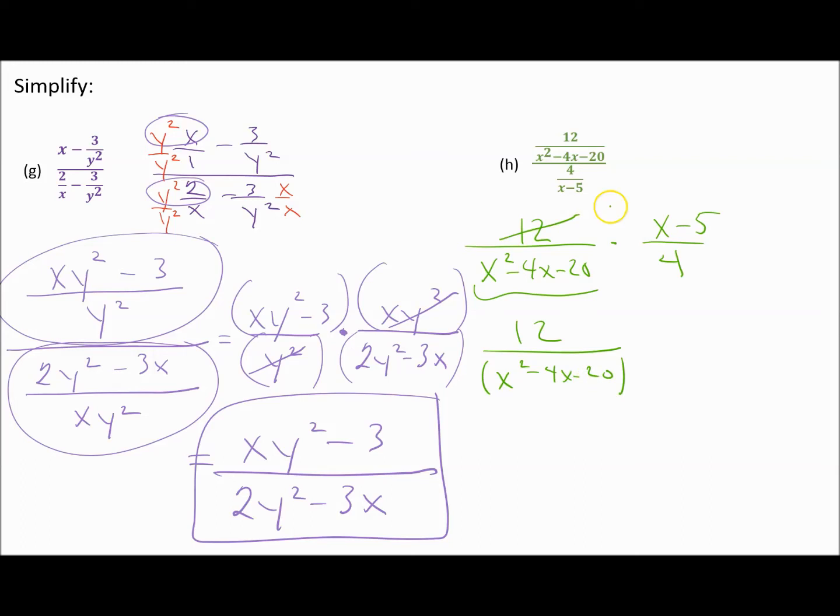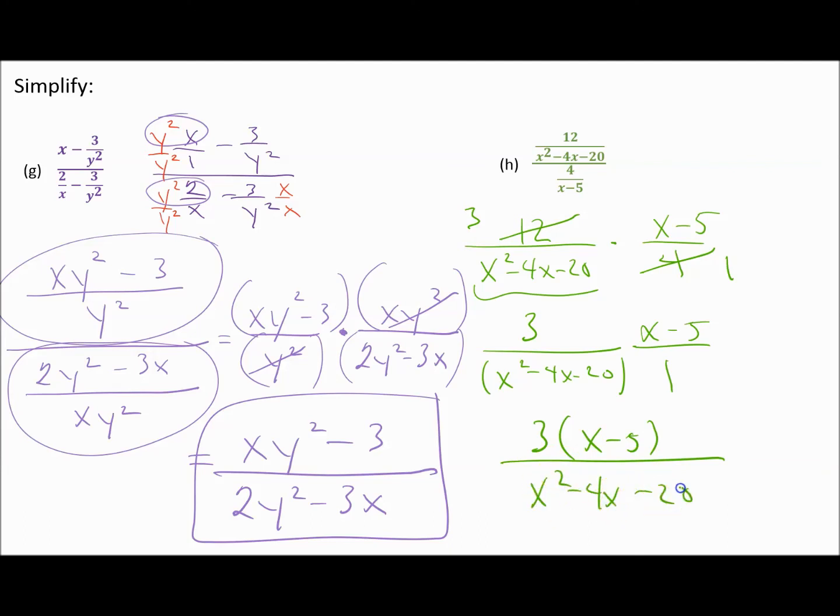and this 12 and this 4 are going to cancel because 4 goes into 12 3 times, 4 goes into 4 1 time, and so I'm going to erase, because this step that I wrote I don't need because I can't factor. And let's write what we have, okay? So now it's a 3, and this is x minus 5, and that's a 1. So I'm going to write my answer as 3 times x minus 5 over x squared minus 4x minus 20. And that's as good as it gets.